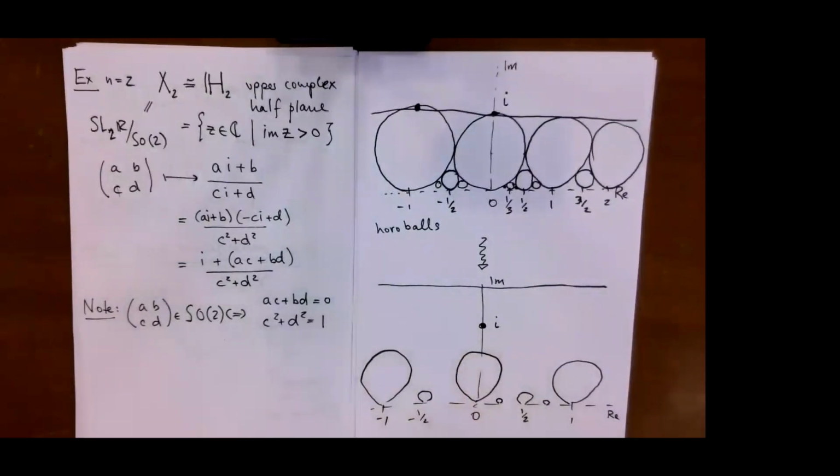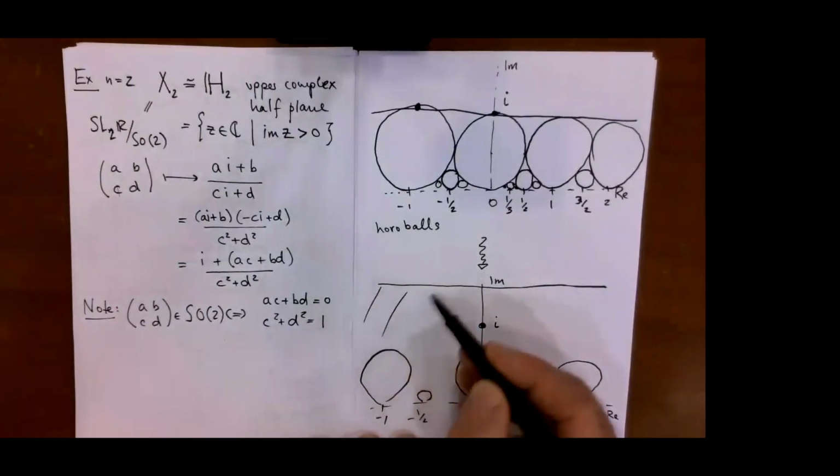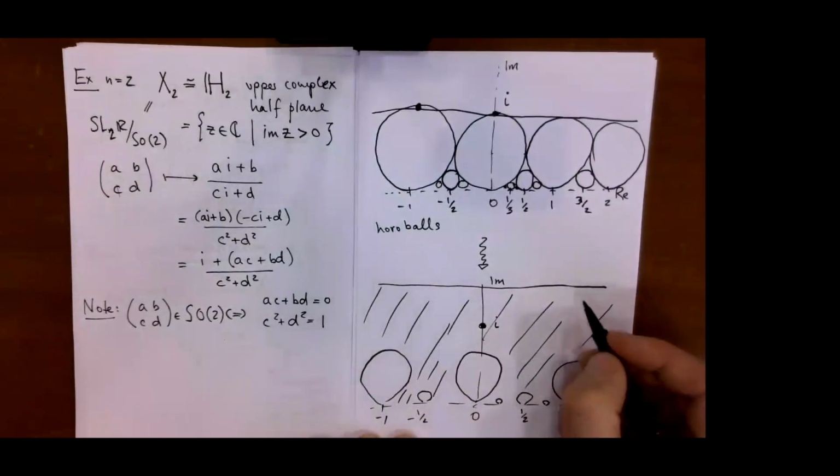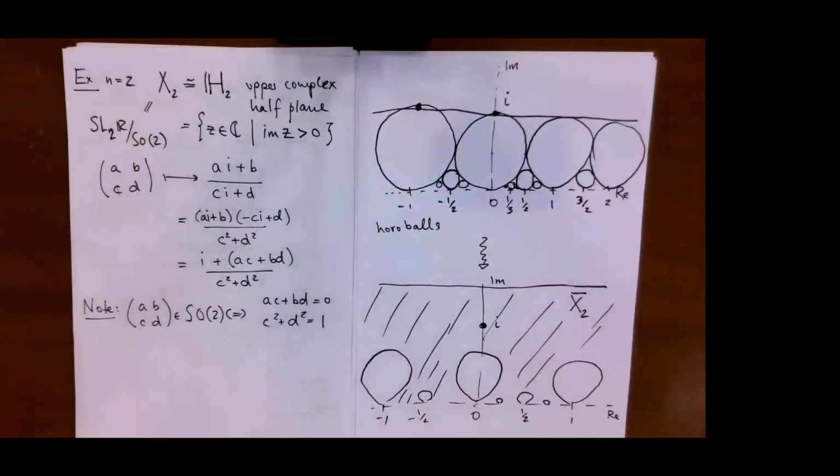I'm going to cut out anything that's inside of these balls. So I'm going to take this area here, and I'm going to say this is going to be my x2, okay? Now, what do I have? I have a space that is homotopy equivalent to the whole upper half plane, but not all of it. And I now got boundary components.